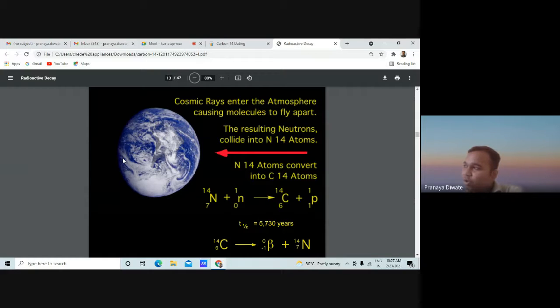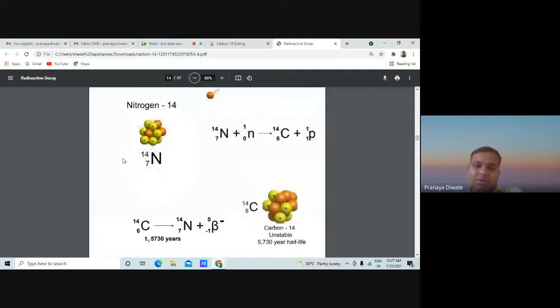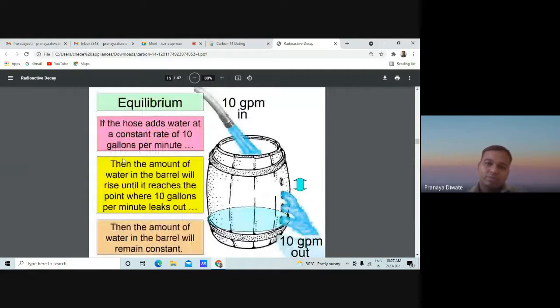When you take one electron from this, the atomic number will be increased by one. So you have nitrogen-14 with 7 as the atomic number. This equation will give you the carbon-14. This is a continuous cycle. Carbon-14 is unstable, so this is how the cycle rotates and proceeds.